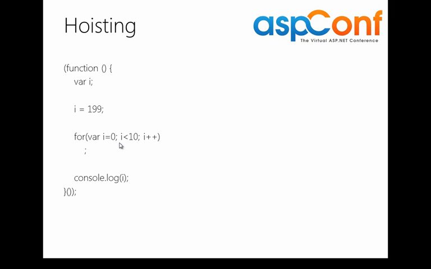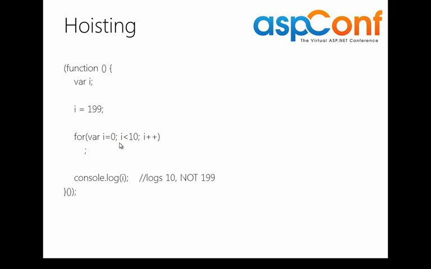But for does not have its own scope, and as such, if we run this code, the console.log is not actually going to log 199. It's going to log 10. The reason it's going to log 10 is because from top down, i is being assigned 199, and then in the for loop, it's the same i that's being assigned 0, and when i is 10, it breaks out of the for loop and logs 10 to the console.